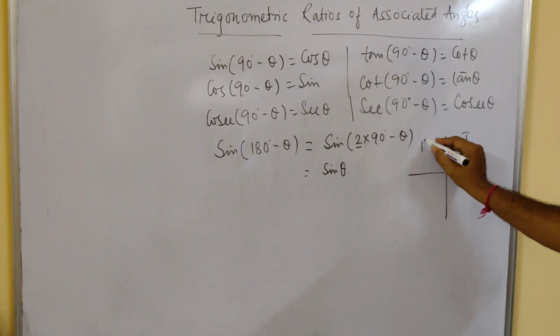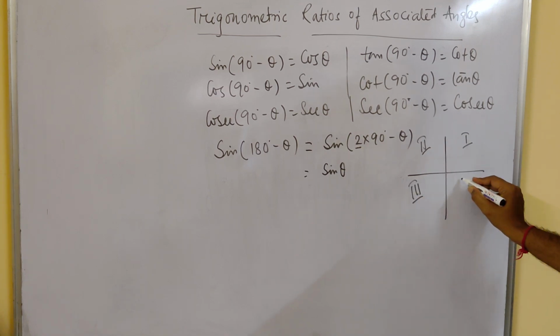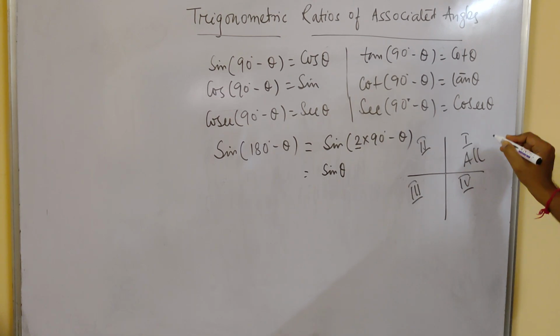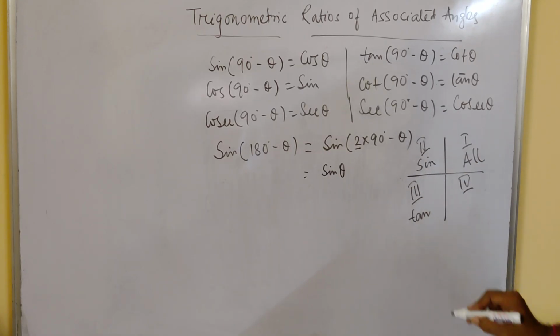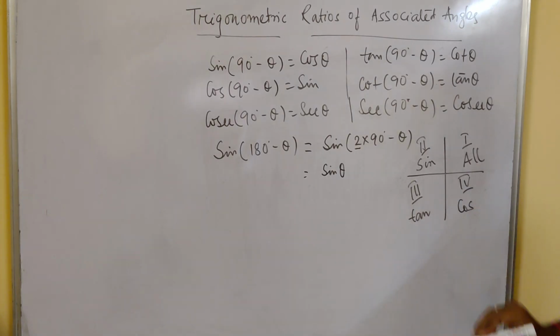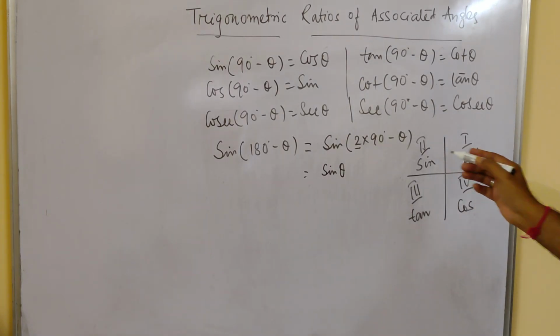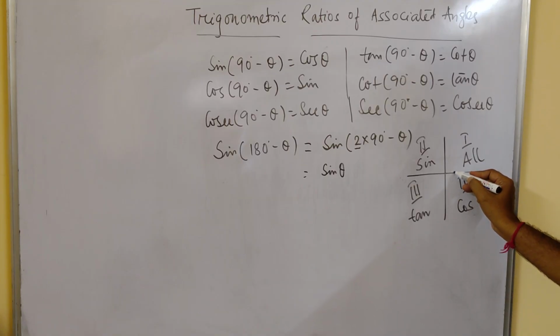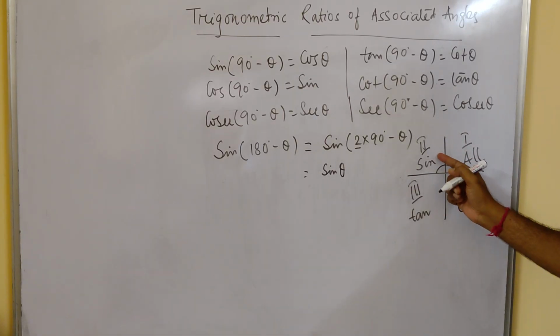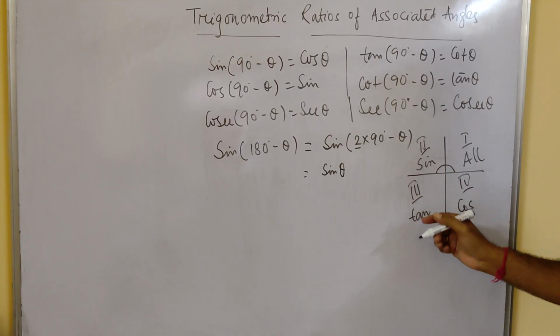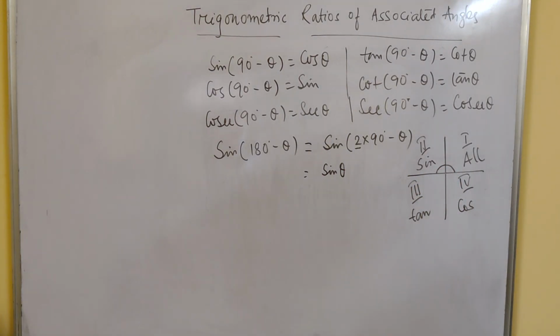We know in the first quadrant, second quadrant, third quadrant, and fourth quadrant: in the first quadrant, all are positive. In the second quadrant, sine is positive. In the third quadrant, tan is positive. And in the fourth quadrant, cos is positive. So 180 degree minus theta, starting from here, it is 90, it is 90, 180 degree. Minus theta means in this quadrant. So the angle lies in the second quadrant. The second quadrant is for sine, and we are evaluating the value of sine, therefore it is positive. So sine 180 degree minus theta is equal to sine theta.